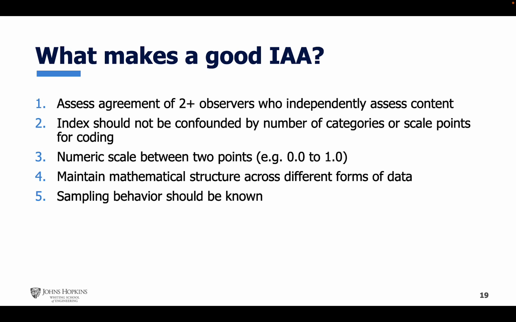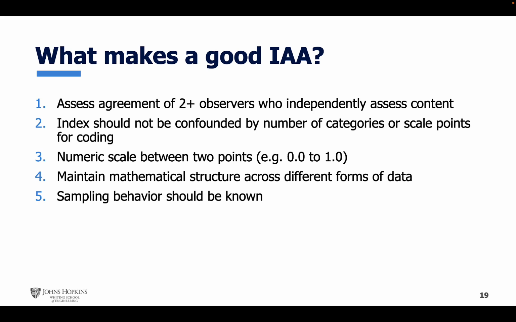Property number 2, the index of how good the annotation is should not be somehow dependent upon the number of categories or the scale points. Is this a rating of 1 to 5? Is this a yes/no label? We don't want that index to be confounded by the number of categories or scale points. Property 3, we would like interannotator agreement to be a numeric scale between 2 fixed points, and that allows more direct comparison between data sets, between annotations. It gives us a benchmark of whether we've achieved a sufficient level of agreement or not.